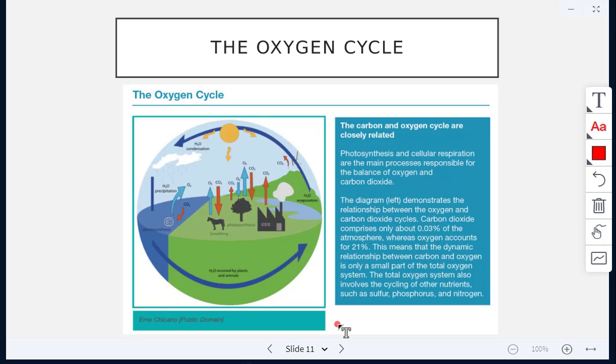Quickly here is just the oxygen cycle. Like we saw before, the carbon and oxygen cycles are closely related because, as we saw, photosynthesis and cellular respiration are the main processes responsible for the balance of oxygen and carbon dioxide. So on the left diagram, you see that relationship between oxygen and carbon dioxide. CO2 comprises about 0.03% of the atmosphere. Oxygen is about 21%, and it's a relatively small part of the total oxygen system. The oxygen system, as we will see, also involves the cycling of other nutrients like sulfur, phosphorus, and nitrogen.